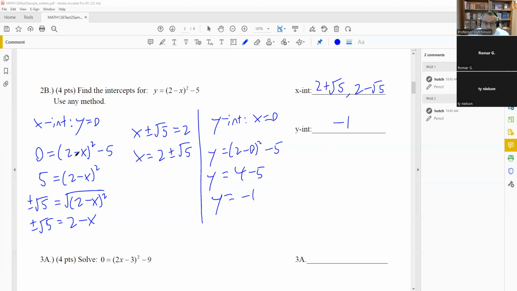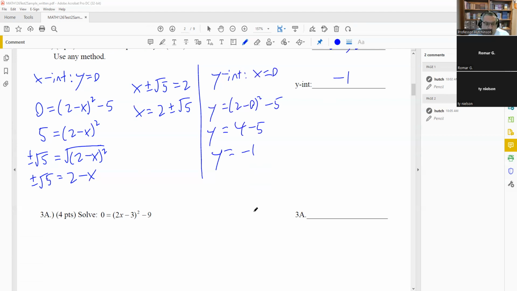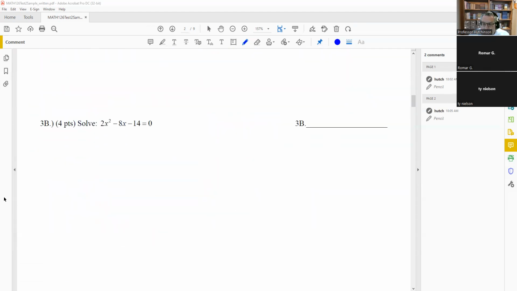Okay, so next one we'll do is number 3, part B. Okay, so this one, they want you just to solve it. Okay, so solving it with this, now this one is going to require you to use the quadratic, actually, let's try and factor this first. We can factor out a 2.